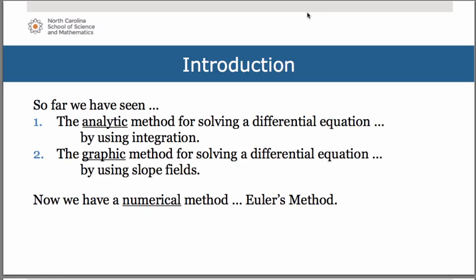It is named for Leonhard Euler, the Swiss mathematician who lived from 1707 to 1783. He first put forth this method in his own calculus textbook, which was published somewhere between the years 1768 and 1770. So it's been around a while.